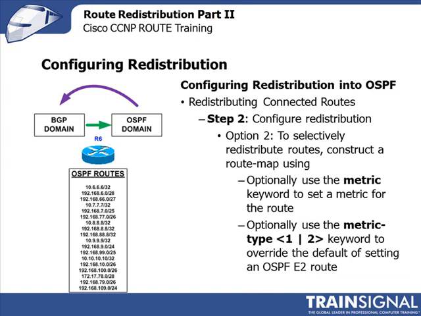You can also use the metric type keyword, because if you recall, routes imported into OSPF are going to appear as E2 routes. If you want it to be E1 routes, you can use the metric type command in the redistribute statement in order to be able to specify that.